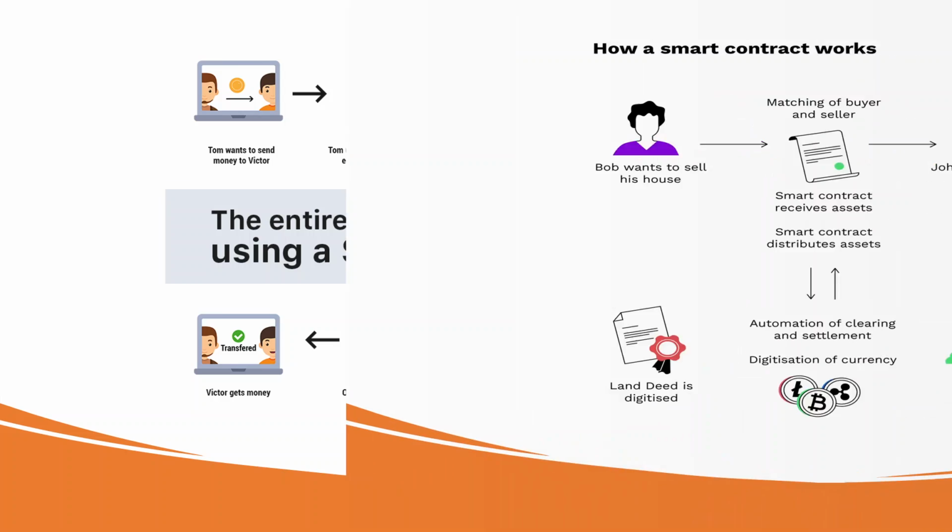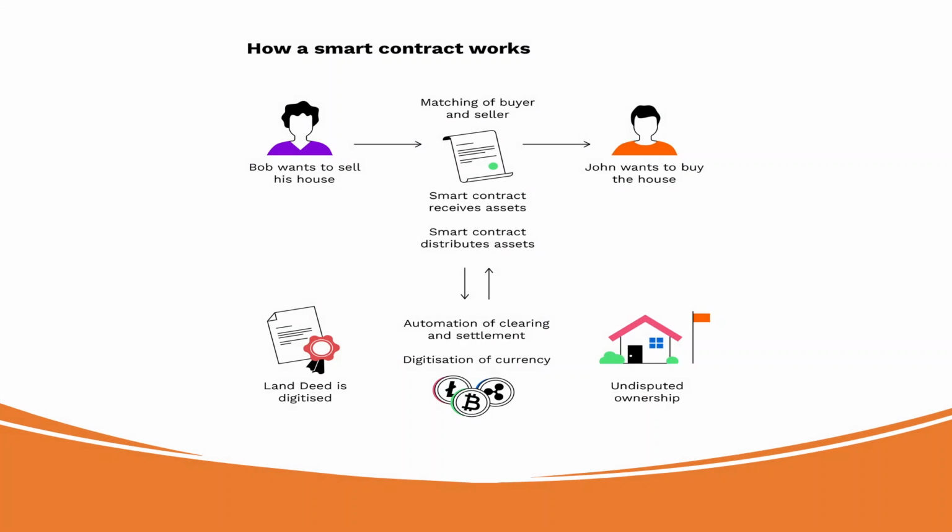Let's see one more example of house selling or buying. For example, Bob wants to sell his house and John wants to buy the house. So they will use a smart contract for this activity and submit their relevant documents or money to the smart contract. For example, Bob will submit all the property papers in digital form to a smart contract, and John will submit the amount for that house to the smart contract in the form of coins. It could be Ethereum, it could be Bitcoin, or stablecoins.